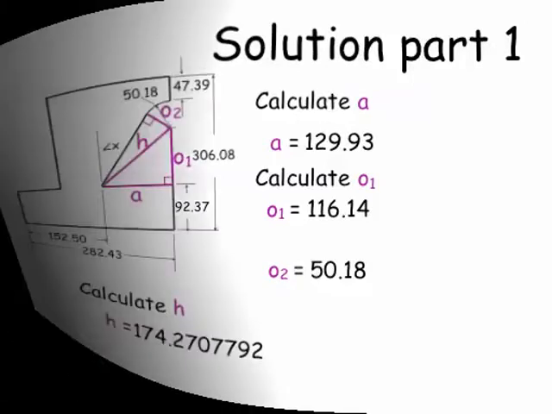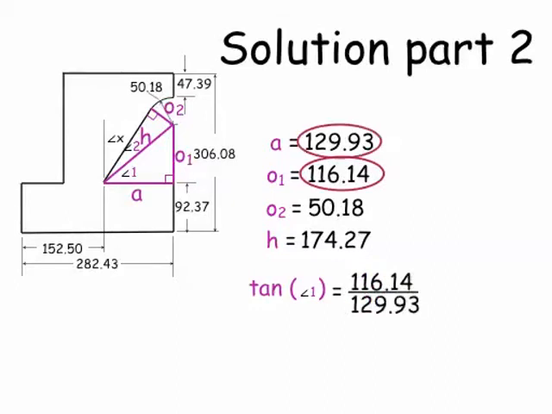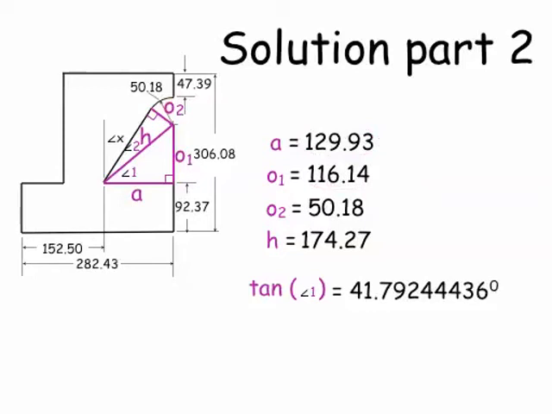Now that we have all our numbers, we just need to solve for the angles. So in the first case we've got the adjacent side for angle 1 and the opposite side, so we use the tangent function to solve for that. Putting in our values, 116.14 and 129.93, and calculating the tangent, we find that the tangent is 41.79244336.